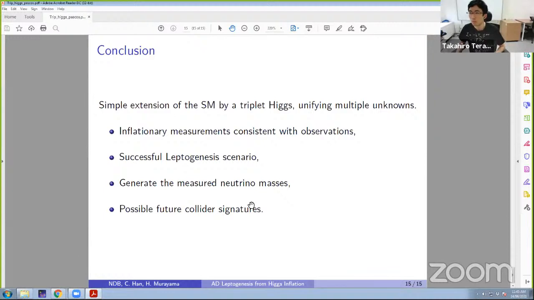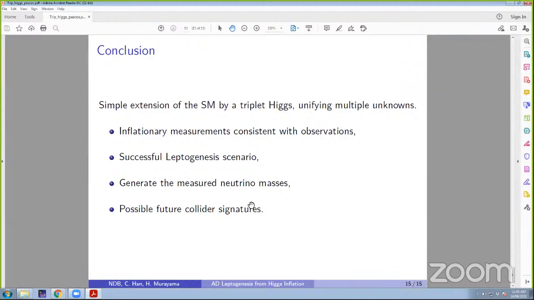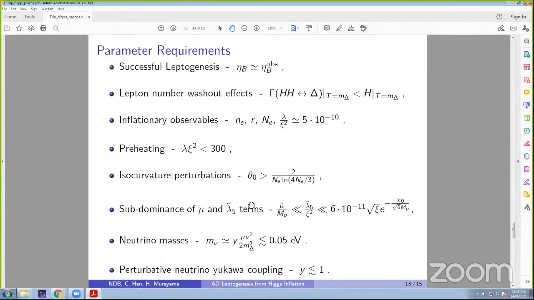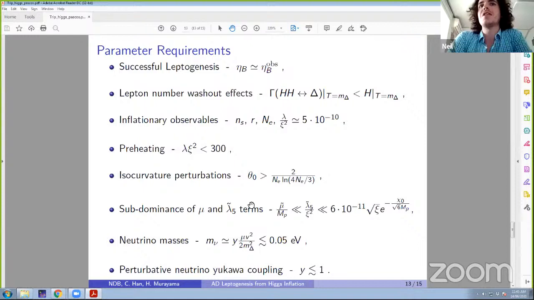Masaki, go ahead. So could you explain where the isocurvature constraint comes from? You said that the theta must be smaller than 1 over N_e or something? It's going to be greater. So the theta, yeah, if it's too small, then you're going to have potential problems.